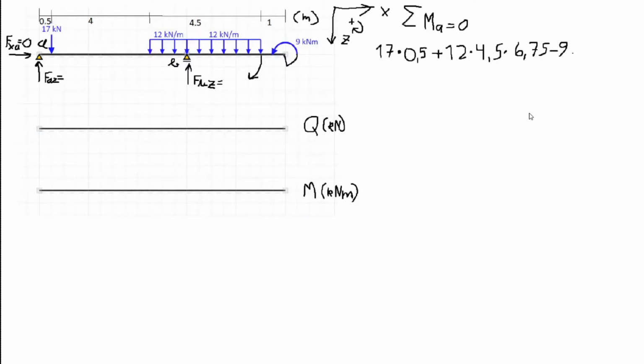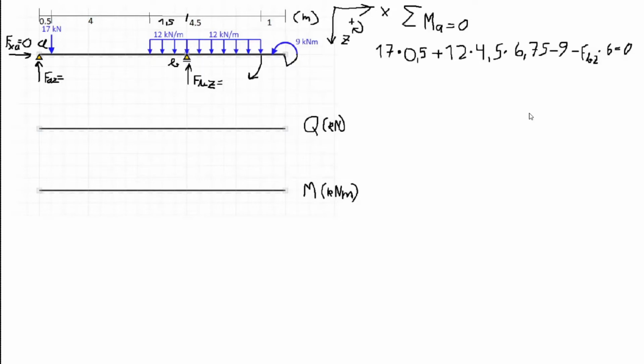And for the final member we have Fbz times its moment arm, and it's a negative moment because again relative to point A it moves the beam counterclockwise. So minus Fbz times its moment arm, well actually there's one distance missing, it's this 1.5 meter distance from the start of the distributed load till the roller support. So 0.5 plus 4 plus 1.5 will give us 6 meters. And this whole equation is equal to 0.